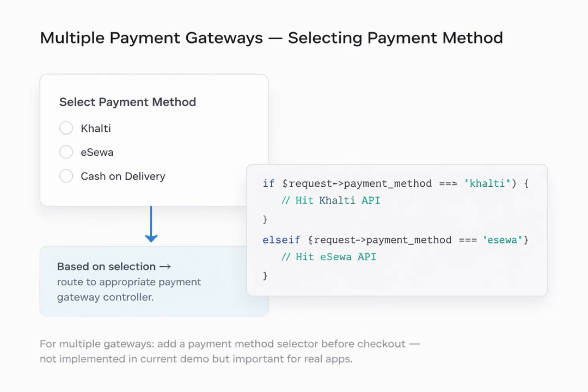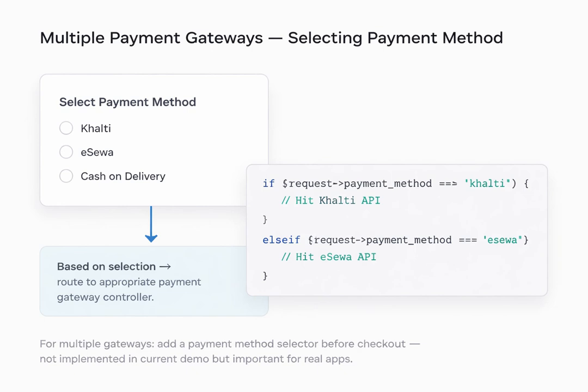The instructor also touches on what you'd need to do if your application supports multiple payment gateways. In that case, before the user reaches checkout, you'd add a payment method selection step. The user picks from options like Culti, eSewa, or cash on delivery. Based on their selection, your backend routes them to the appropriate payment gateway logic. In the current demo, only Culti is implemented, so this selector wasn't added.